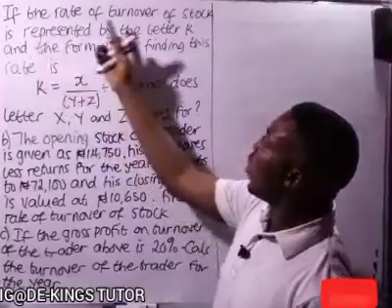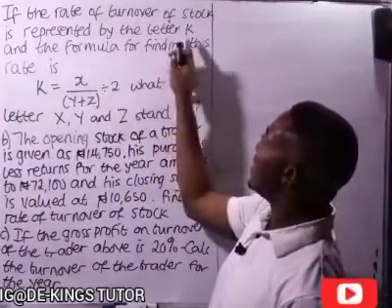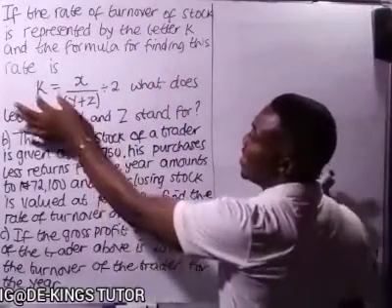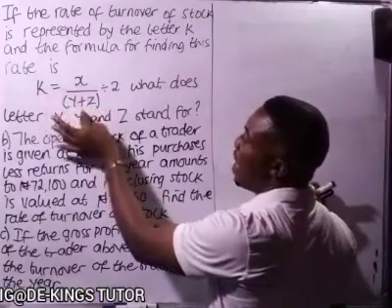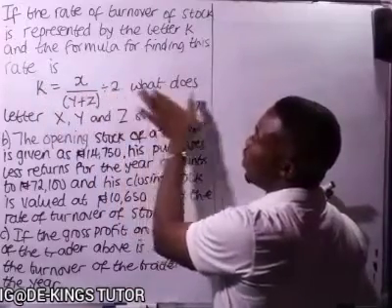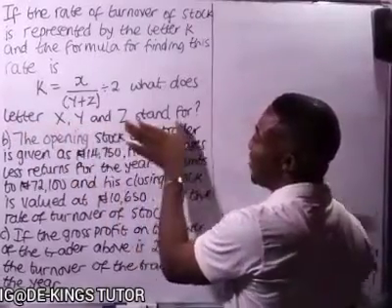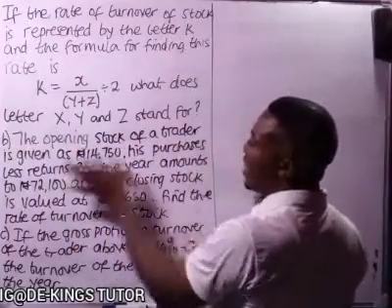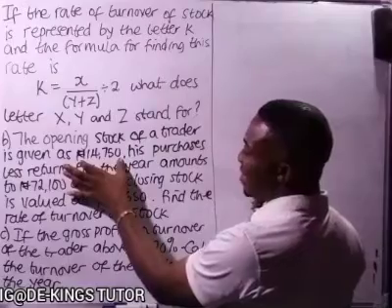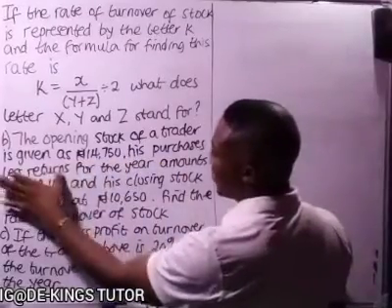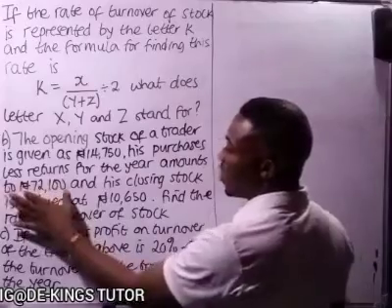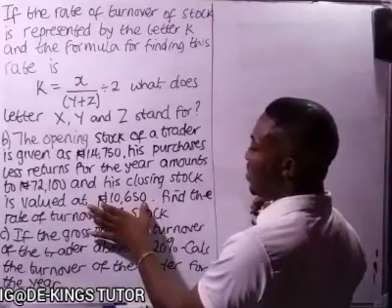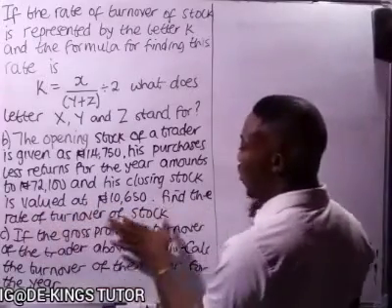The question said, if the rate of turnover of stock is represented by the letter K, and the formula for finding this rate is given as K equals X divided by Y plus Z divided by 2, what does letter X, Y, and Z stand for? That's the first question. The second one, the opening stock of a trader is given as 14,750 naira. His purchases less returns for the year amounts to 72,100 naira, and his closing stock is valued at 10,650 naira. Now find the rate of turnover of the stock.